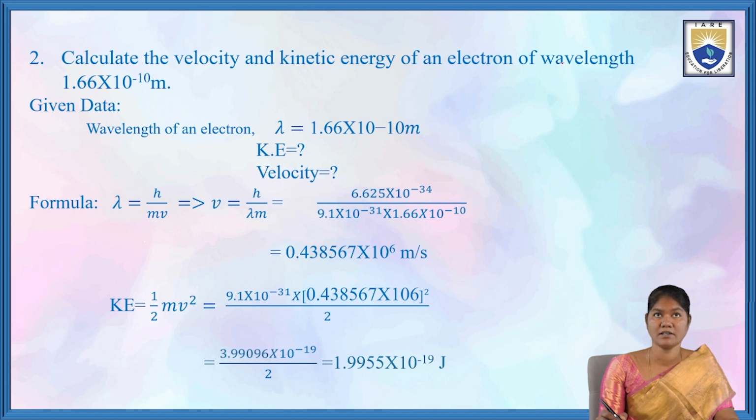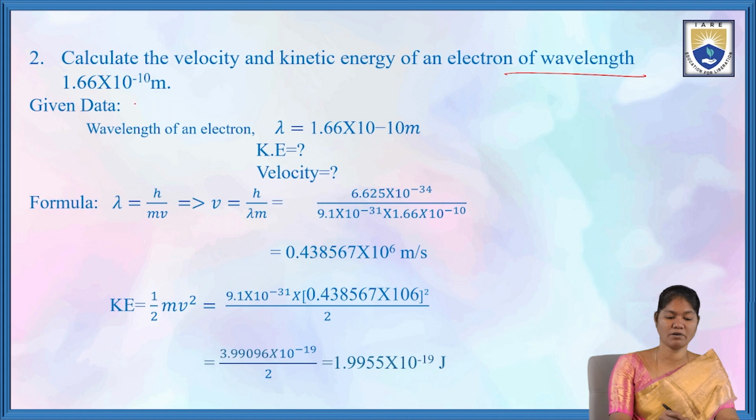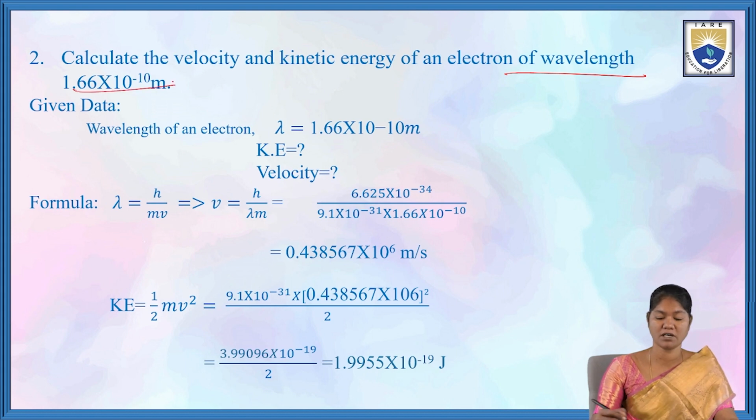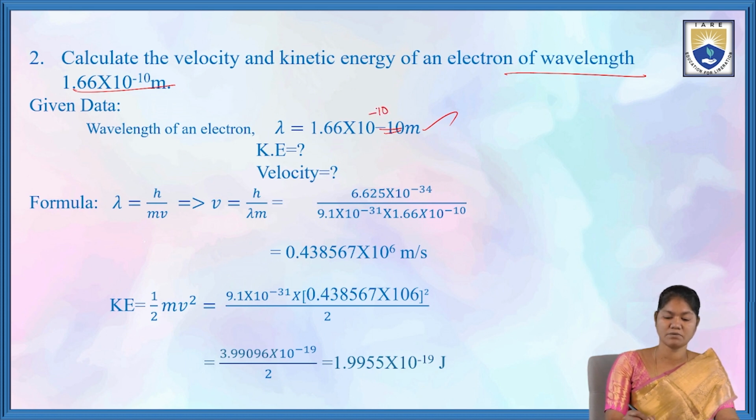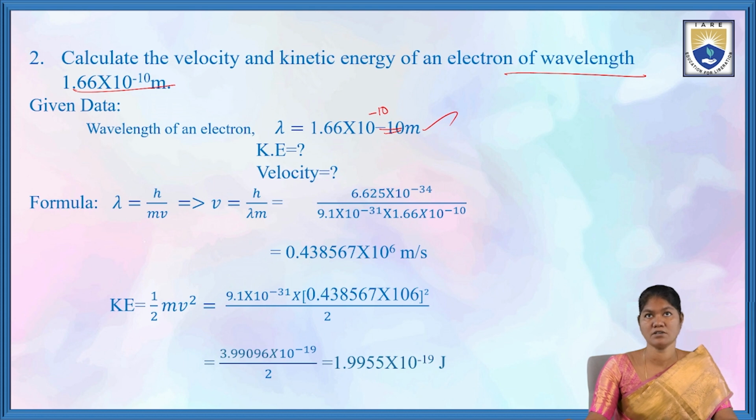So calculate the velocity and kinetic energy of an electron of wavelength 1.66 into 10 power minus 10 meters. Not nanometers, meters. So already it has been given in meters, so there is no need to change into other units. So that lambda is equal to 1.66 into 10 power minus 10 meters.